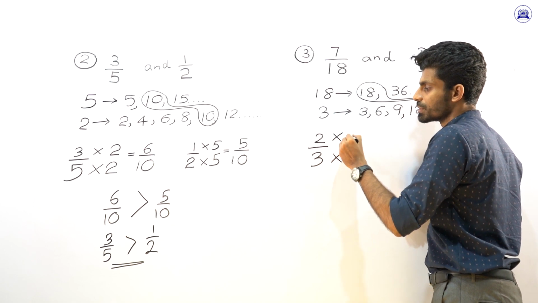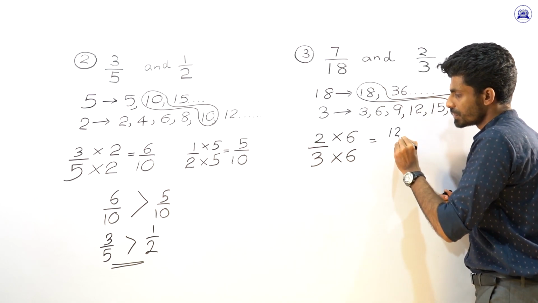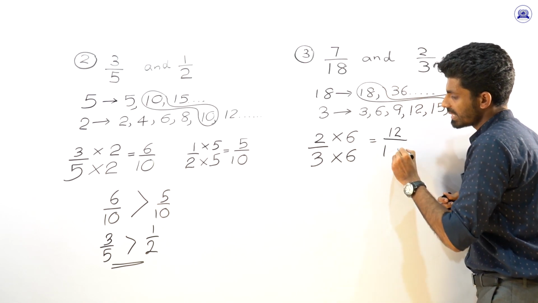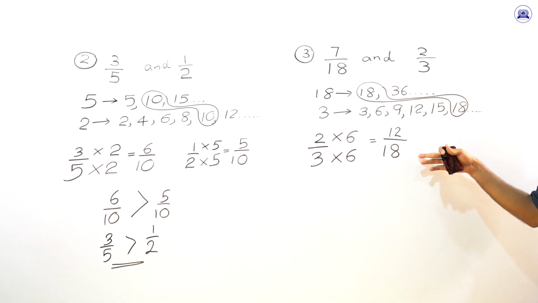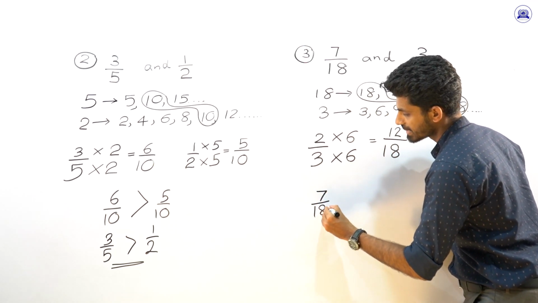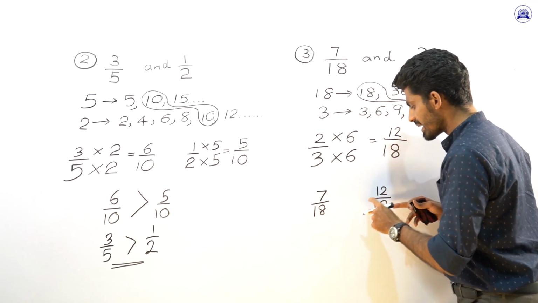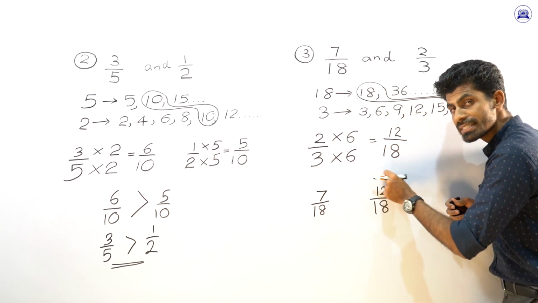For the numerator also you need to multiply by 6. 6 into 2, 12. 6 into 3, 18. 12 over 18. Let's compare the fractions, my dear students. 12 over 18, you know that this one is the largest value.